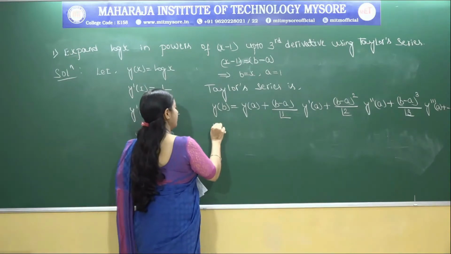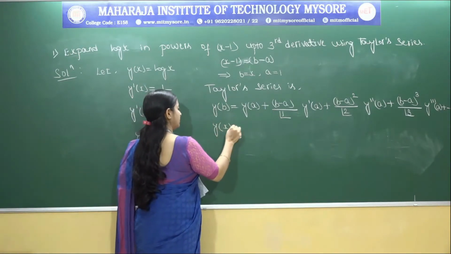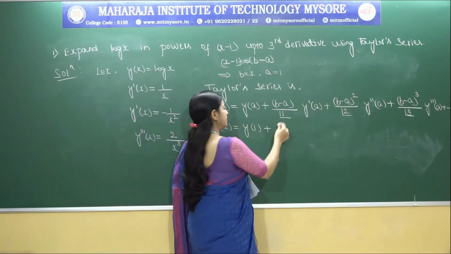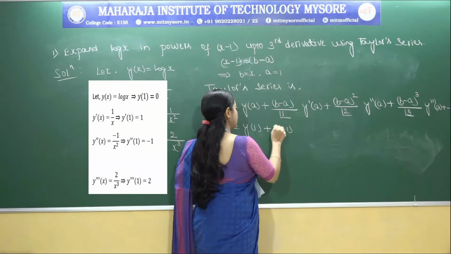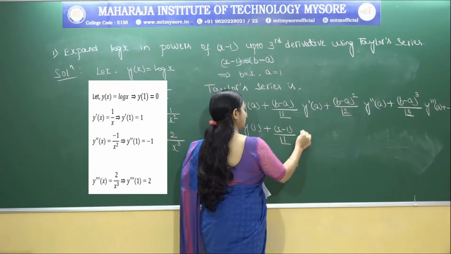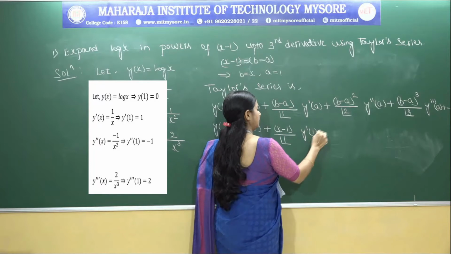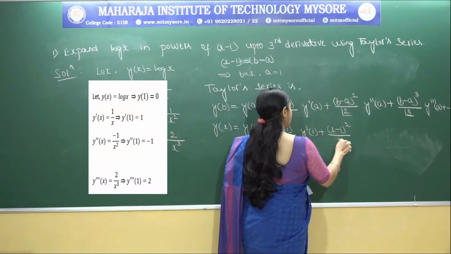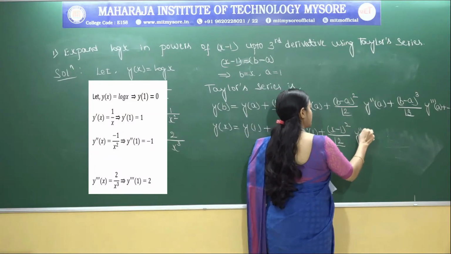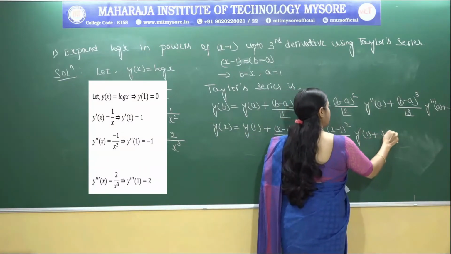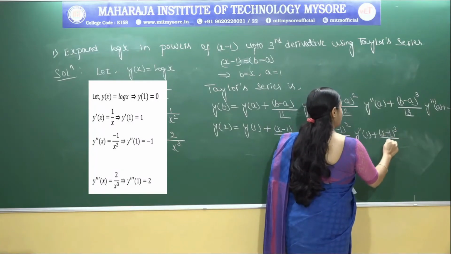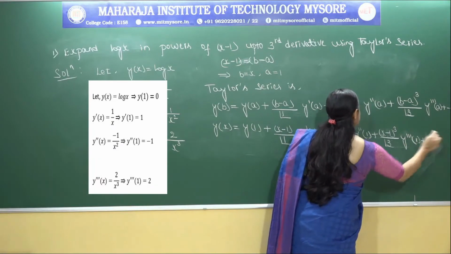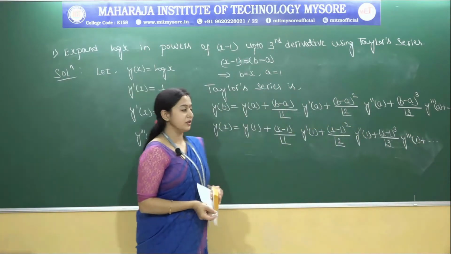Next, substitute the b and a terms. So b equal to x, a is 1, so b minus a is x minus 1, divided by 1 factorial, y dash of 1. Next, x minus 1 whole square divided by 2 factorial, y double dash of 1, x minus 1 whole cube divided by 3 factorial, the third derivative of 1. Since they asked till the third derivative, stop at the third derivative.